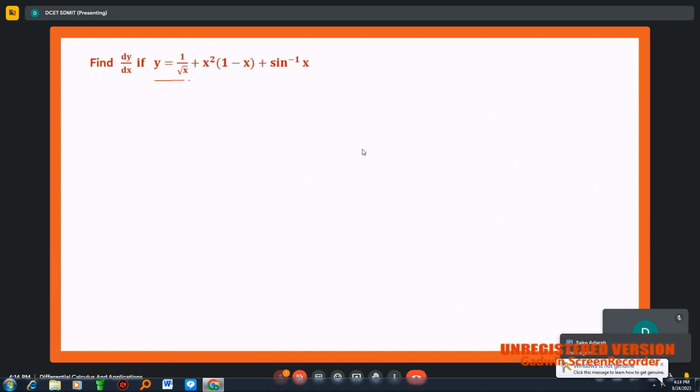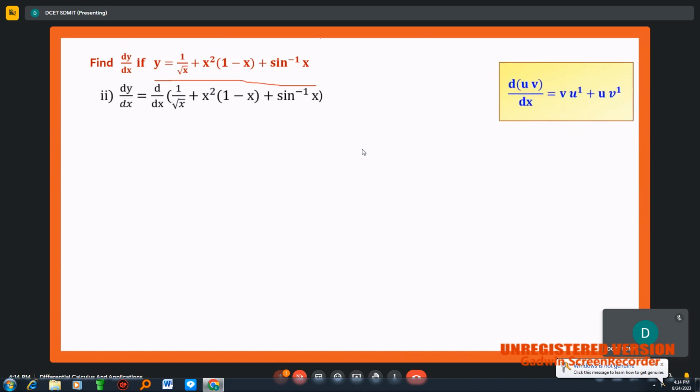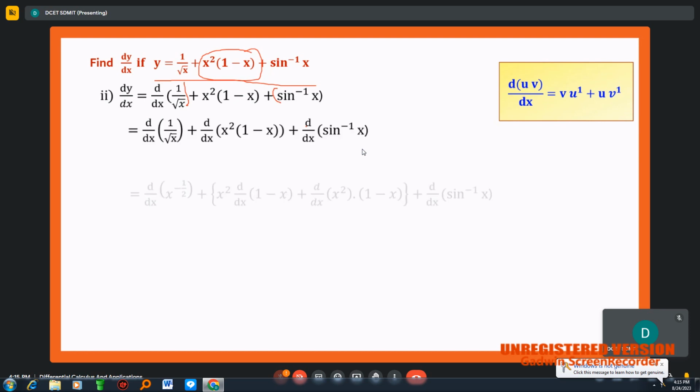Simple, y is given as 1 divided by root x plus x square into (1 minus x) plus sine inverse x. Okay. We have to find dy by dx here. Now for the second term, we have to apply the product rule. Product rule means the u into v rule we are applying. First we keep v constant, differentiation of u is u dash, plus u is constant, differentiation of v. First term we can differentiate directly, and the second term we find with the rule.